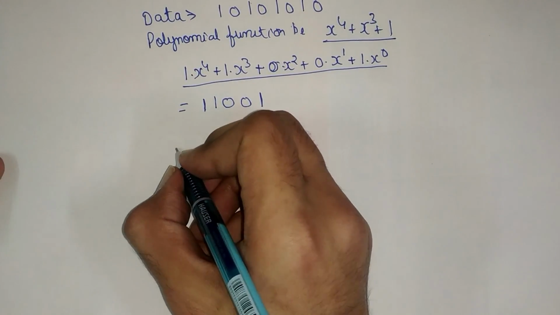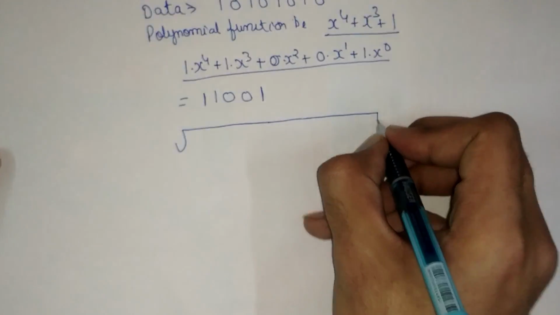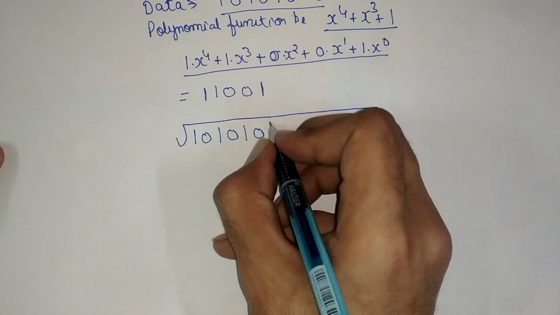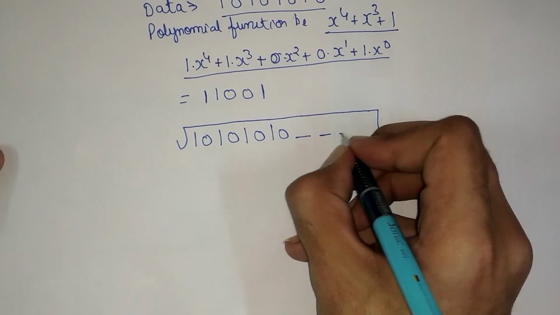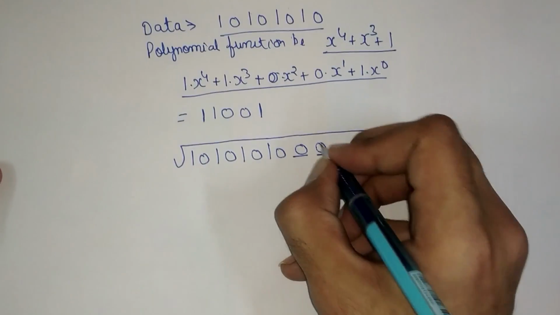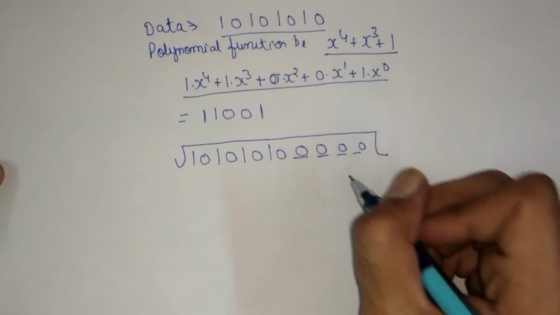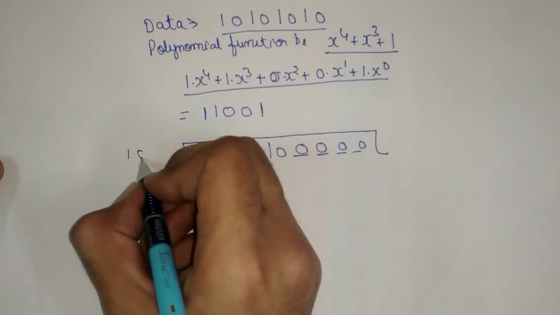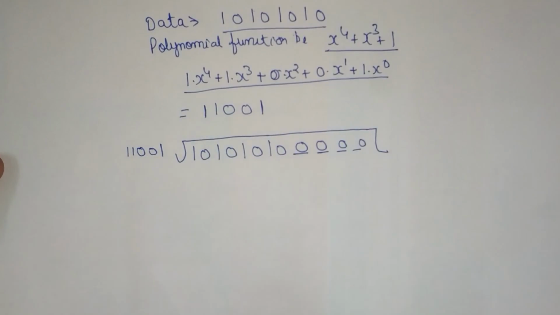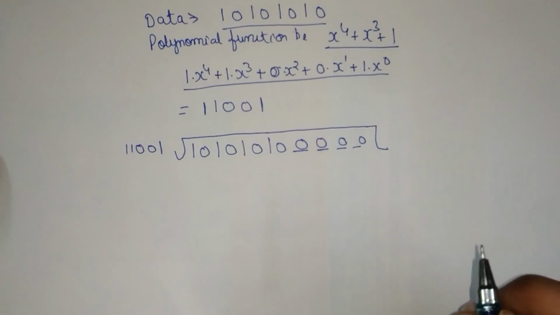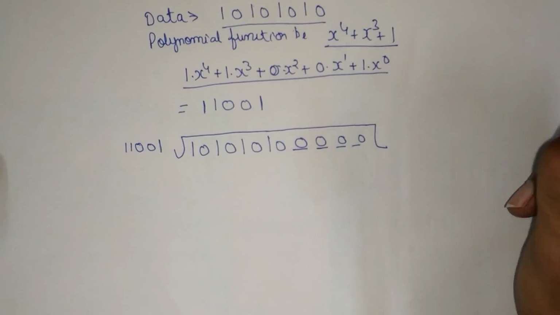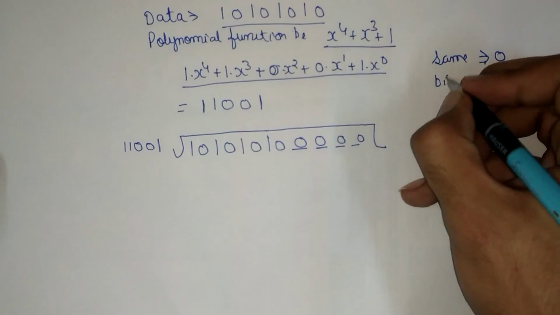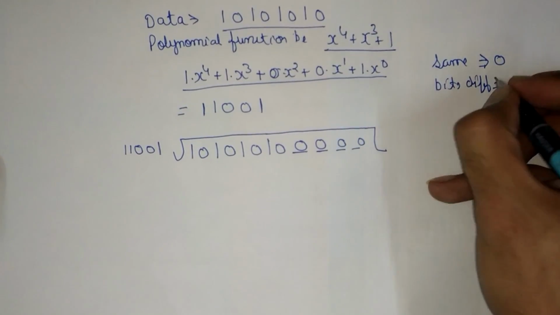Okay, now we need the data 1 0 1 0 1 0 1 0, which we have taken as an example. Now we will add 4 redundant bits, which will be 0 0 0 0 for now, but we will replace them with the remainder of the binary division after we do it. So it will be divided by 1 1 0 0 1. Here we will apply the XOR function, which says if the bits are the same, then the answer will be 0, and if the bits are different, then the answer will be 1.